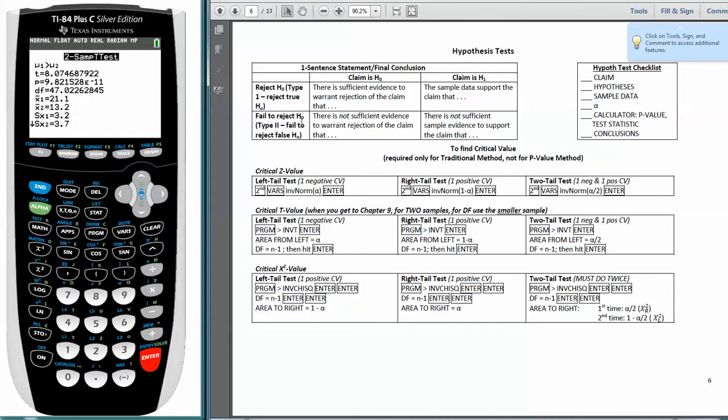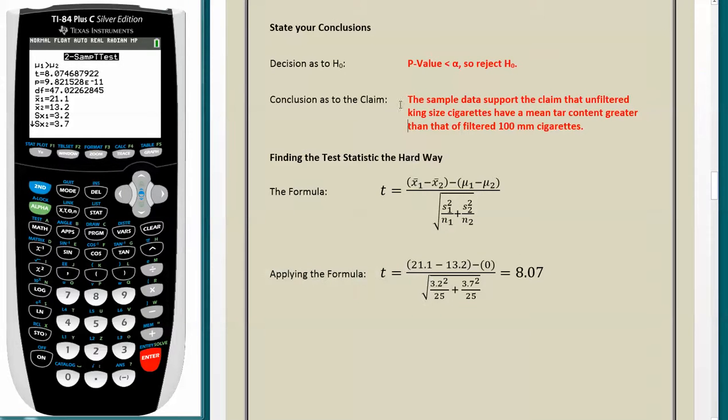Here we are on page 6 of the outline, and we're up here in this part. So the claim was H1, and we rejected H0. So if the claim is H1, that means we're in this column here. We rejected H0, that means we're in this row, and where those two things cross is right here. The sample data support the claim that. So here's our conclusion. The sample data support the claim that, and the rest of this, we just pick up the claim right off of the problem. Unfiltered king-size cigarettes have a mean tar content greater than that of filtered 100 millimeter cigarettes.